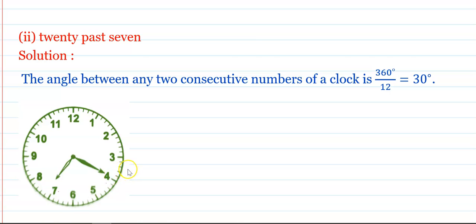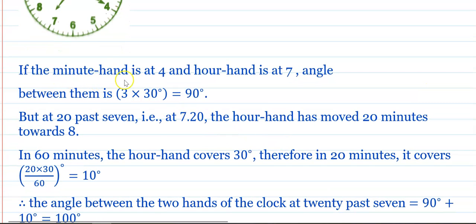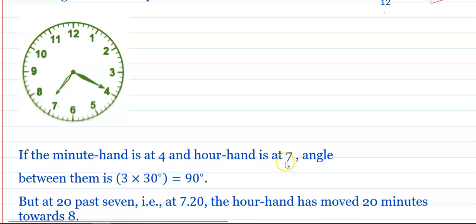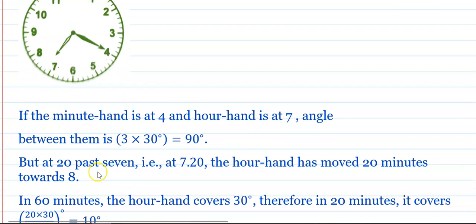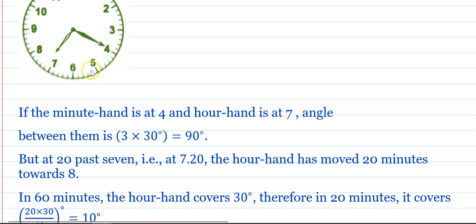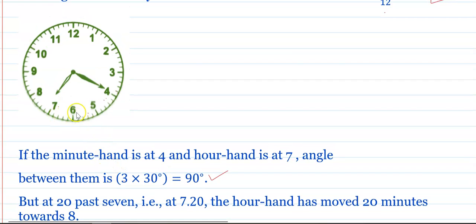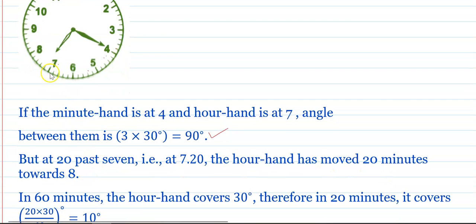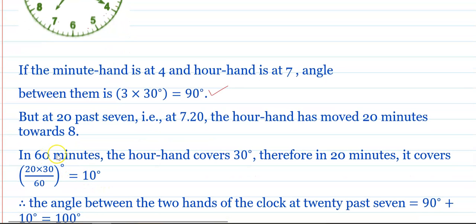Okay. Now we'll see one by one. The angle between any two consecutive numbers of a clock is 360 upon 12, that is equal to 30 degree. If the minute hand is at 4 and the hour hand is at the 7, the angle between them is 3 into 30 degree, that is 90 degree. But at 20 past 7, that is 7:20, the hour hand has moved 20 minutes towards the 8. Okay. In 60 minutes, the hour hand covers 30 degree.